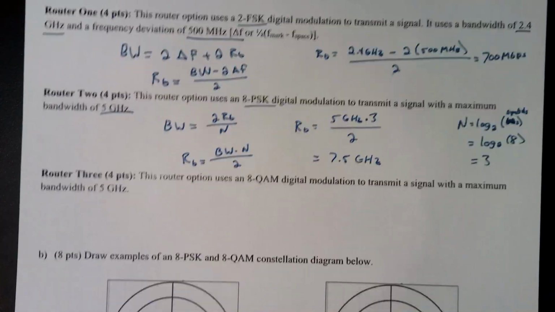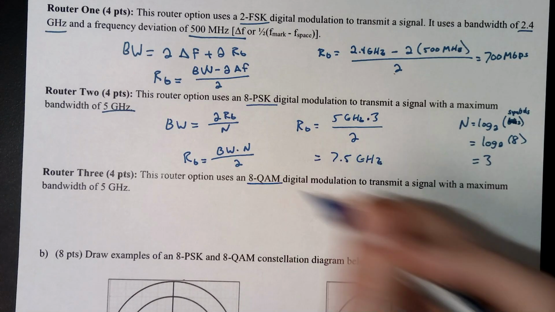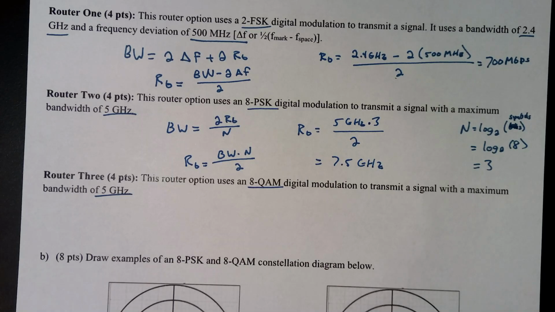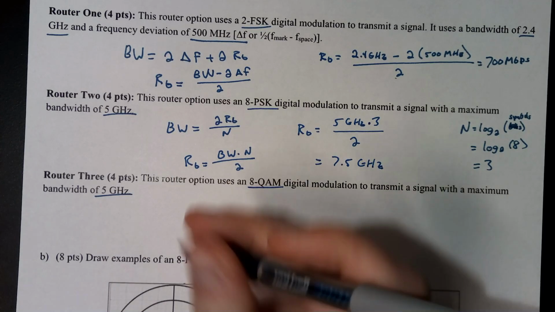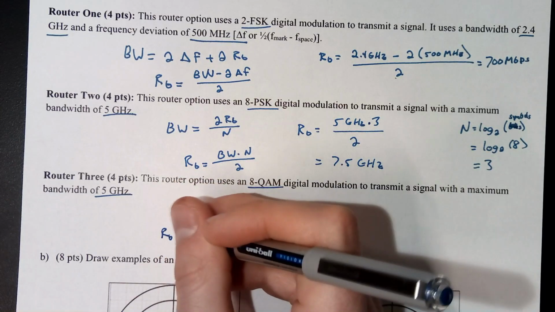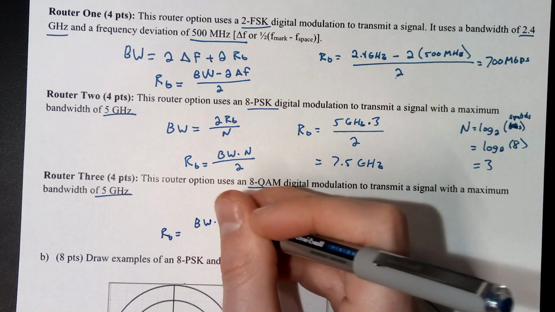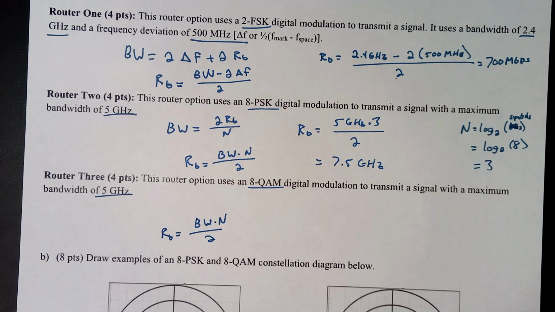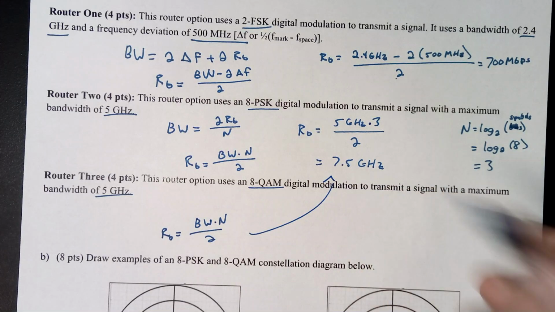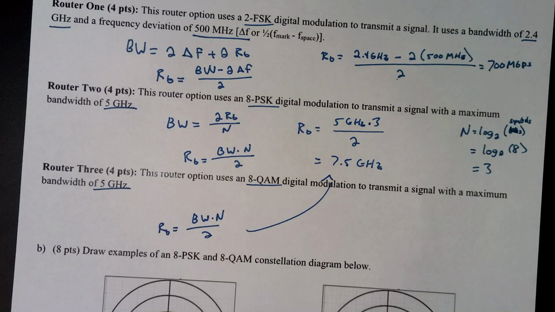Router 3 uses 8 QAM and maximum bandwidth of 8 gigahertz. So this is actually just the same calculation we just did, because for QAM and PSK, we have the same RB equals bandwidth times N over 2. And so we're going to have the same values, and we end up with 7.5 gigahertz, because it's the same basic thing.